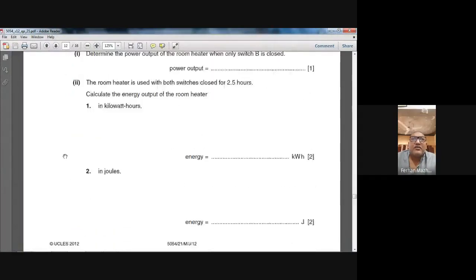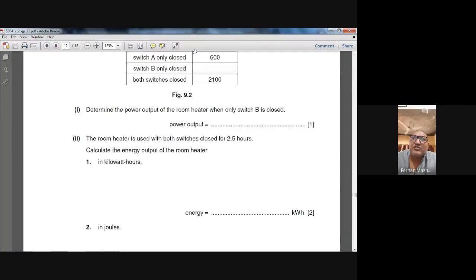Okay. The room heater is used with both switches closed for 2.5 hours. So the power used will be 2100 and the time is 2.5 hours. It says calculate the energy output of the room heater in kilowatt hour. The formula for the energy is power multiplied by time. The power should be in kilowatts and the time should be in hours.